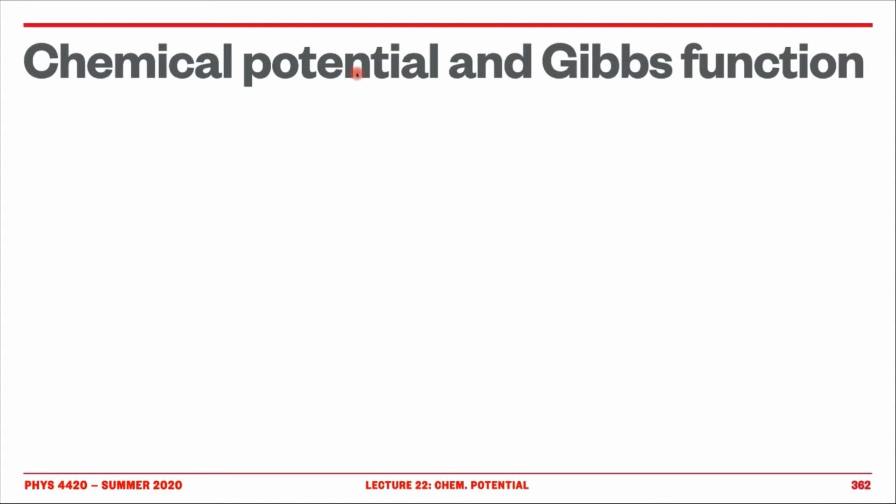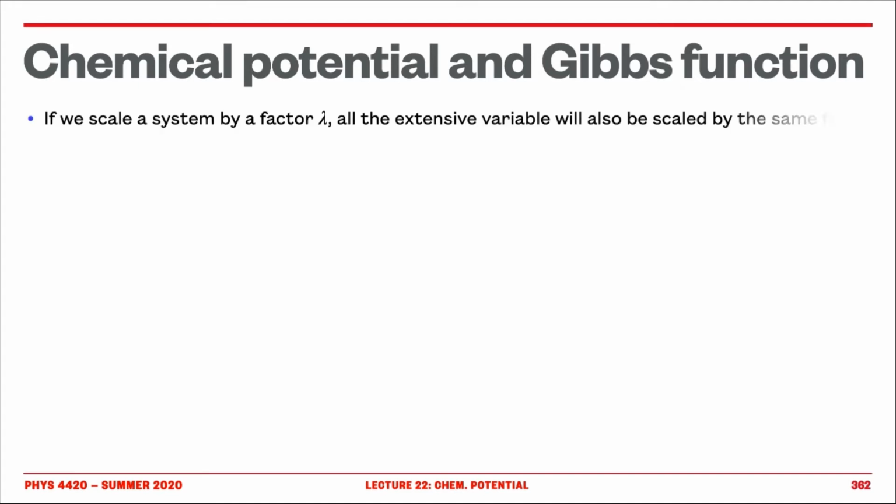So let's try to keep going with the chemical potential and the Gibbs function. We showed for the example of the ideal gas that the chemical potential was the Gibbs function per particle, right? It was mu equal to G divided by N. Let's try to see if it's true in general.